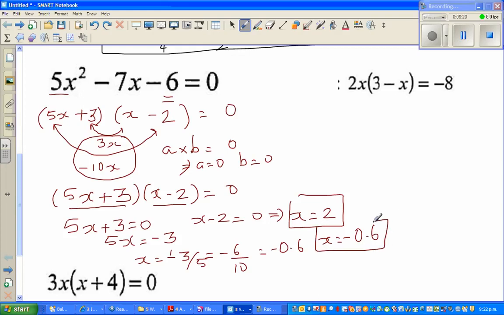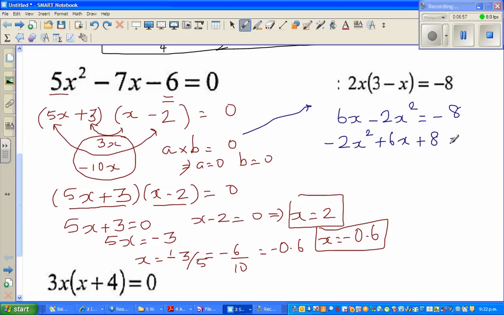Okay, the last question. Let me change color. The same principle here. Product of two numbers is negative 8. Okay, so that cannot be applied here. So we have to expand this. I thought it was a 0 here. So if you expand this, this is 6x minus 2x squared is equal to negative 8. So I'm going to write this as minus 2x squared plus 6x plus 8 is equal to 0.